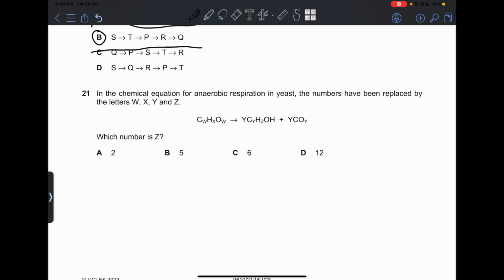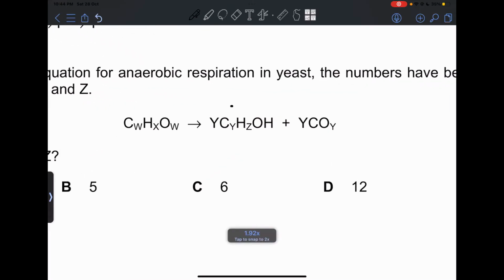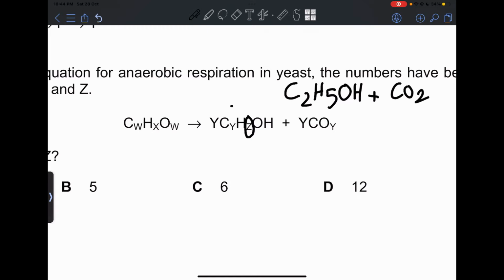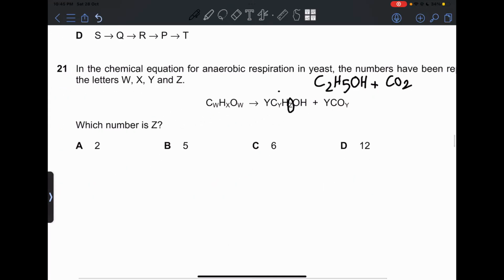21. In the chemical equation for anaerobic respiration in yeast, the numbers have been replaced by the letters W, X, Y, and Z. Which number is Z? We know that over here they're talking about the number of the H. This is actually 5 because we know that the alcohol is C2H5OH. This is the alcohol plus the carbon dioxide, and they have balanced the equation. So our answer is going to be 5.